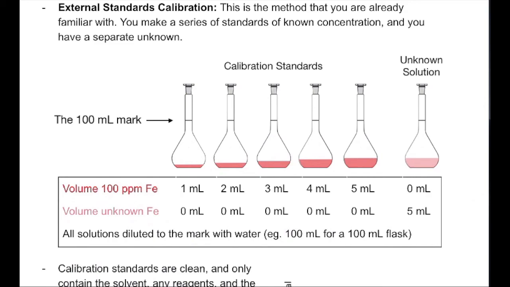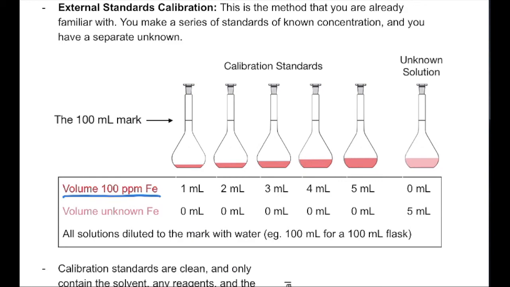So the first calibration method I want to talk about is one that you are the most familiar with and you've used both in lab and probably in other chemistry courses. It's called the external standards calibration method. So basically in this method, what you would do is to prepare a stock solution, for example, a 100 ppm iron solution, as I've shown here.